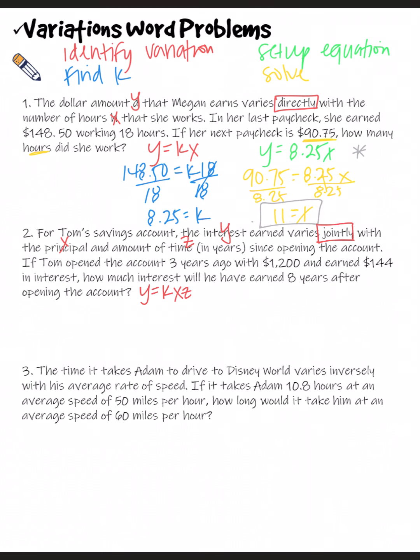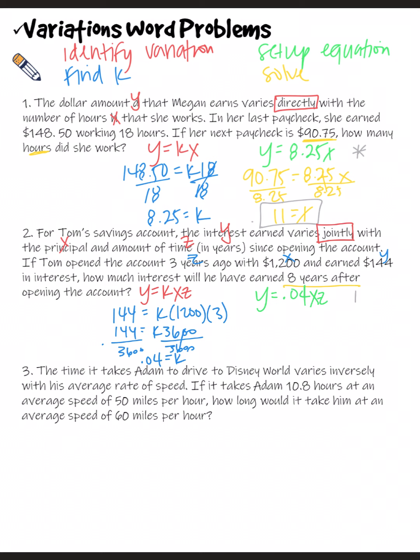So Tom opened the account 3 years ago. We said time was z, so this is z, with $1,200, and he earned $144 in interest. So we want to know how much he's earned after 8 years after opening the account. So we have to find our K. So interest earned was $144 equals K times 1,200, that was opening principal, times 3 years. All right. This is 144 equals K times 3,600. Divide that out on both sides to get K by itself. And K is 0.04. All right, let's rewrite our equation with our new k instead of all the variables.